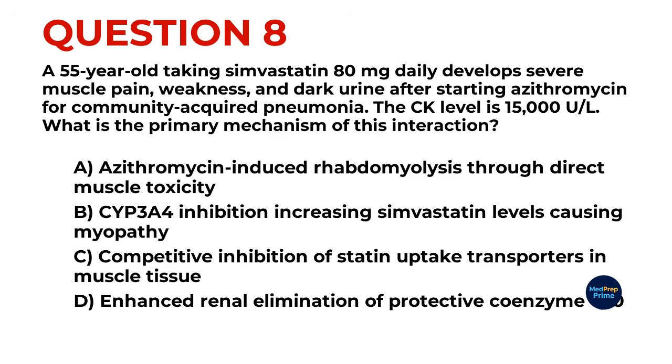A 55-year-old taking simvastatin 80 milligrams daily develops severe muscle pain, weakness, and dark urine after starting azithromycin for community-acquired pneumonia. The CK level is 15,000 U/L. What is the primary mechanism of this interaction? Option A, azithromycin-induced rhabdomyolysis through direct muscle toxicity. Option B, CYP3A4 inhibition increasing simvastatin levels causing myopathy. Option C, competitive inhibition of statin uptake transporters in muscle tissue. Option D, enhanced renal elimination of protective coenzyme Q10.